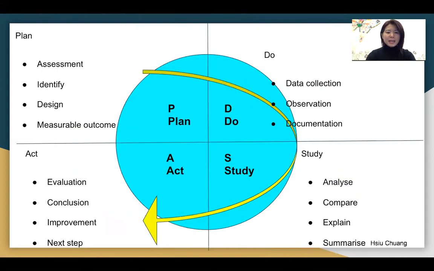In the PDSA, P is plan and starts with assessing the problem, identifying it, designing a plan, and creating a measurable outcome. D is do. It requires collecting data, observing the process, and documenting it. S is study. This step is to compare data, analyze, explain, and summarize it. A is act. During this step, it focuses on evaluating the situation, making a conclusion, finding a solution, or what should be improved, and what the next step is.